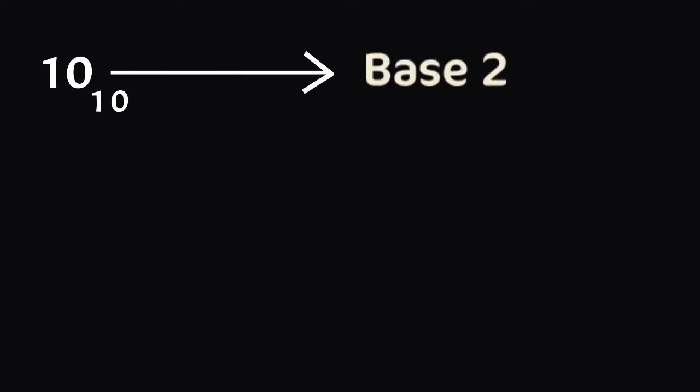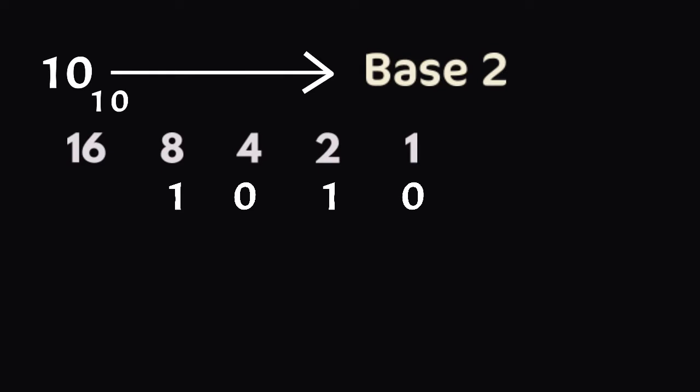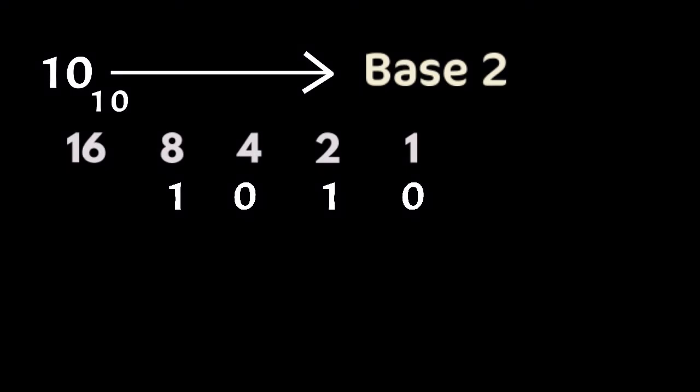Now let's try another one. Let's say 10 in base 10. Let's convert 10 into binary. So for 10, using our positional places, you can probably guess now we have 1 in the 8th place and 1 in the 2's place. So our number is going to look more like 1010.